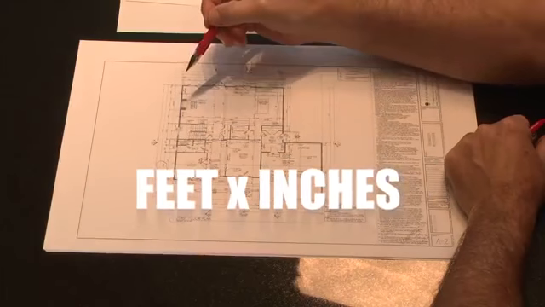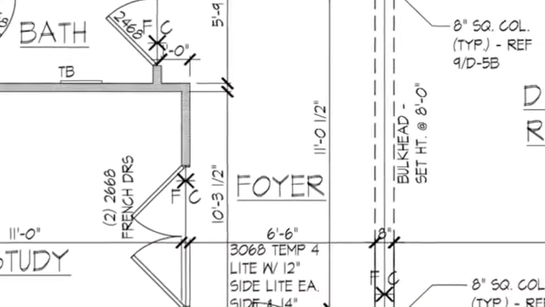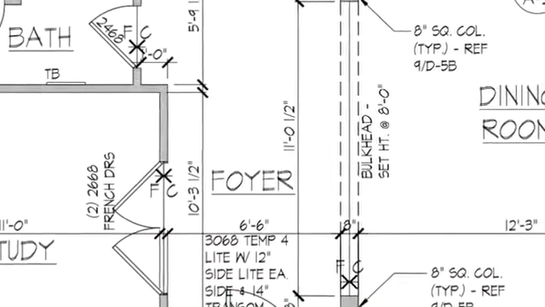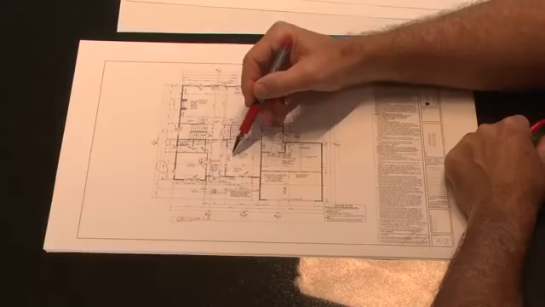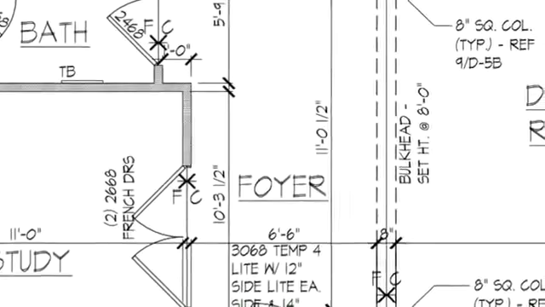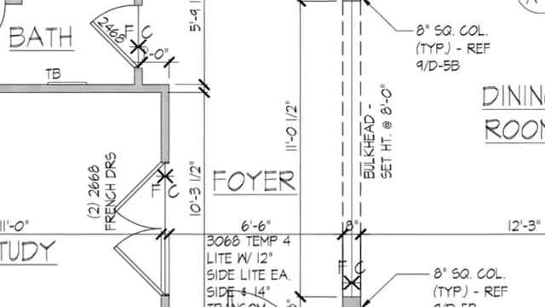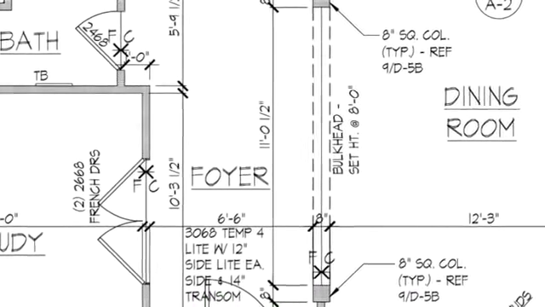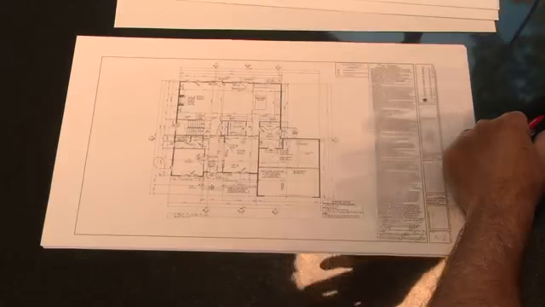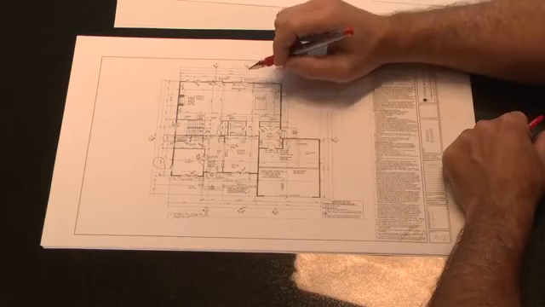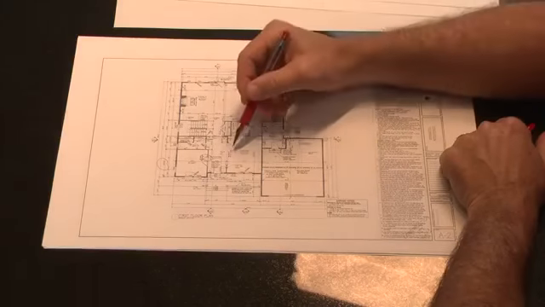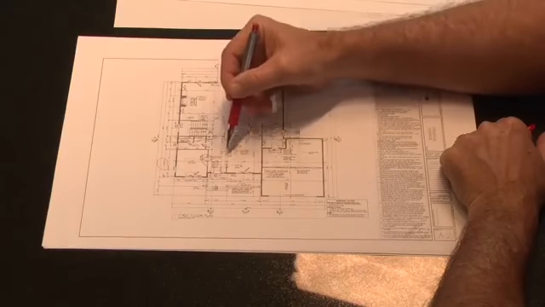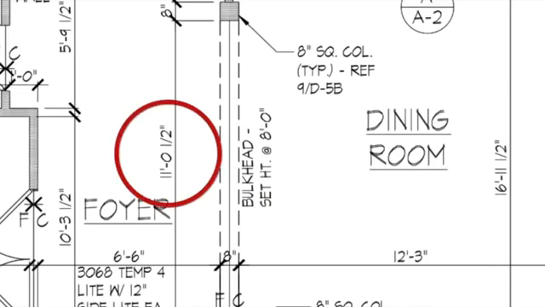If you look in the foyer, you'll also see something leading into the dining room that says bulkhead. It says in this condition, the bulkhead is set in terms of its height at 8 feet 0 inches. In this plan on the first floor, the ceiling height is 9 feet, and it's telling our framers to pad down from the ceiling 1 foot so that this bulkhead, or this framed opening, is 8 feet tall. Now if you wanted to know how wide the bulkhead is, here's a dimension string. It's 11 feet and 1/2 inch.